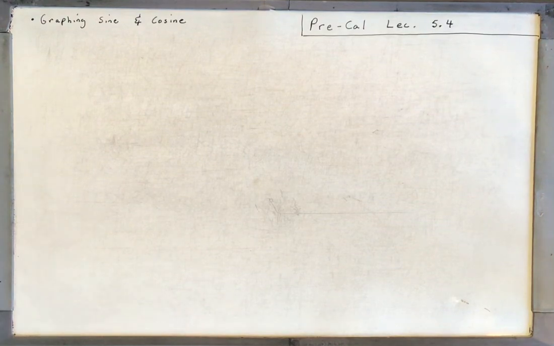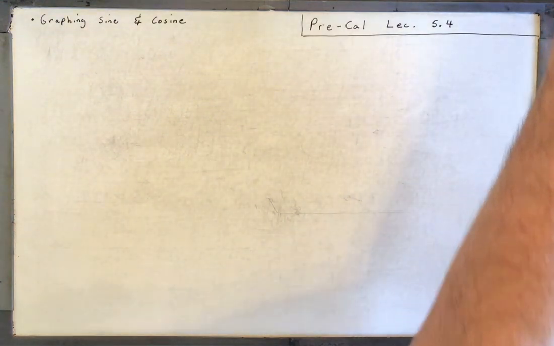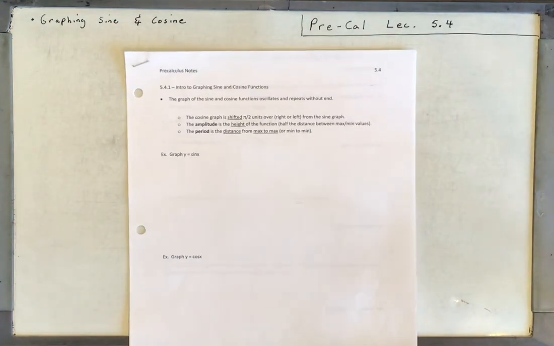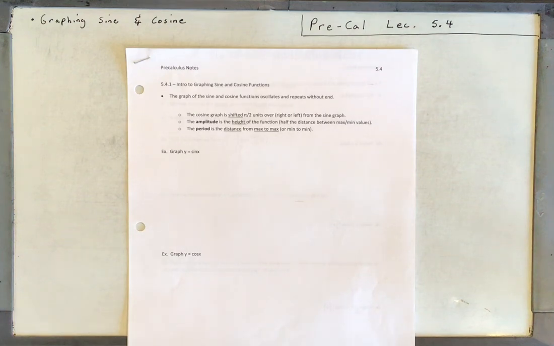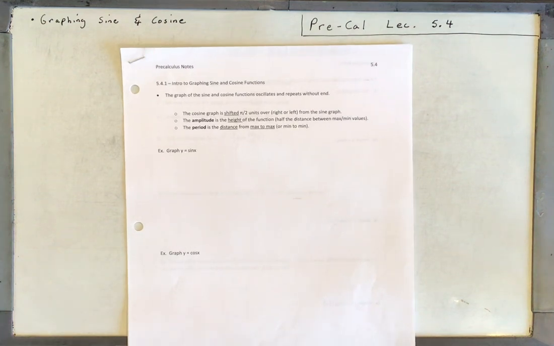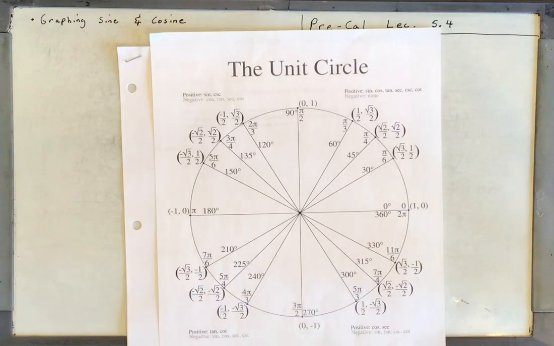Hello everyone, this is Pre-Cal Lecture 5.4. So what you're going to need for this lecture is your 5.4 note sheet and also have your unit circle handy.